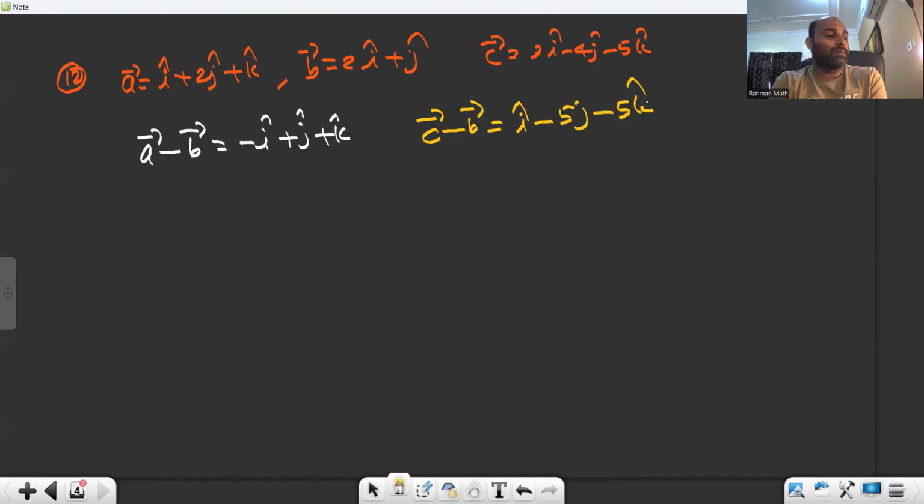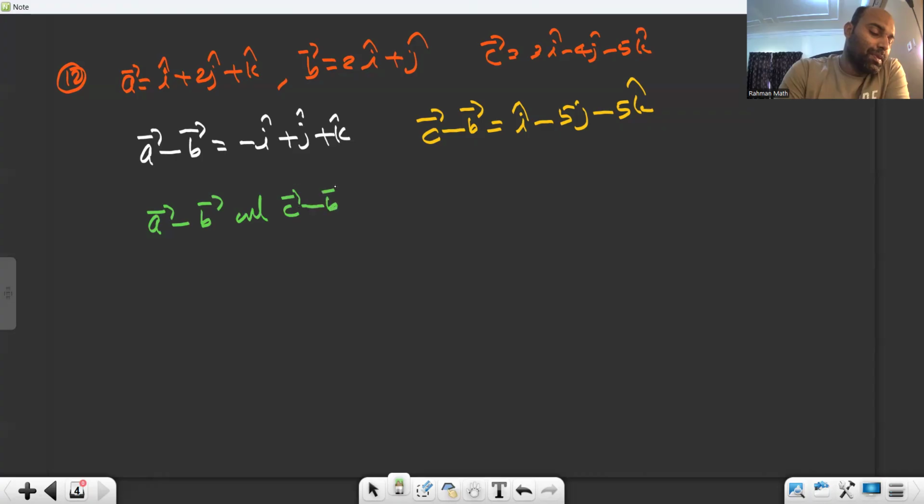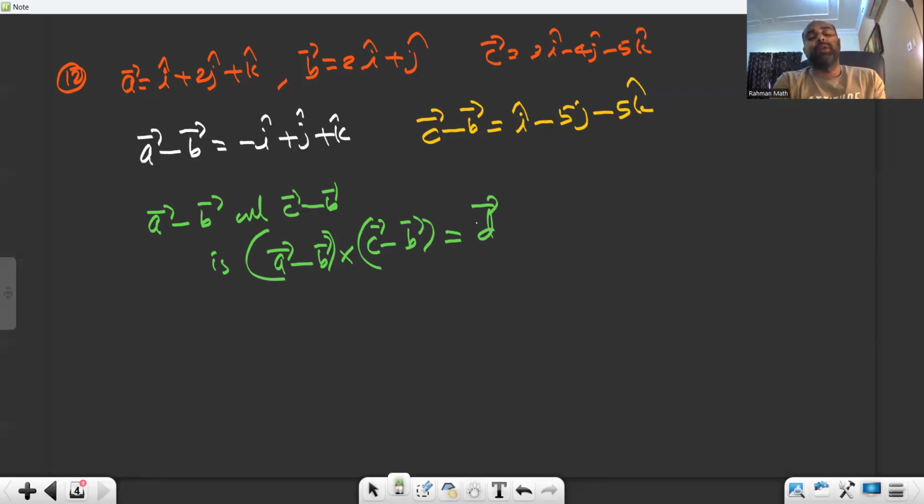They're asking for a unit vector. Before that, write a vector, not a unit vector, which is perpendicular to both A minus B and C minus B. As I told you, a vector perpendicular to both is found by their cross product. I'm calling this D. A vector perpendicular to both A and B is A cross B. So here, to get a vector perpendicular to both A minus B and C minus B, take that cross product.